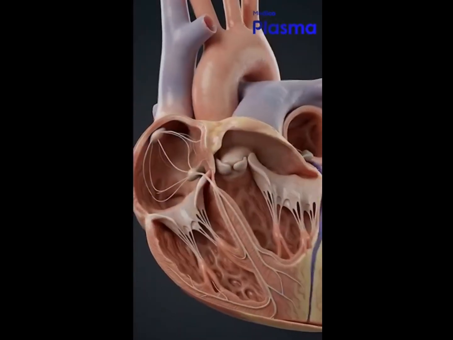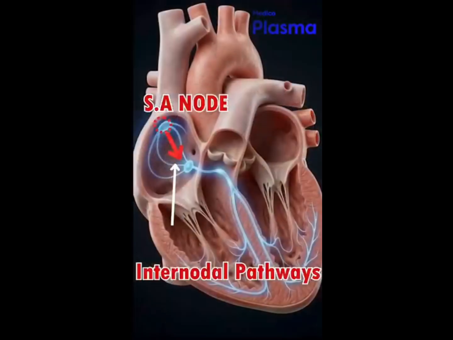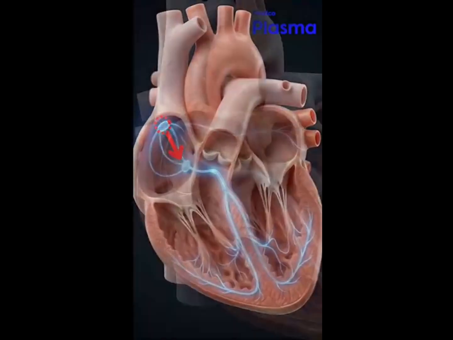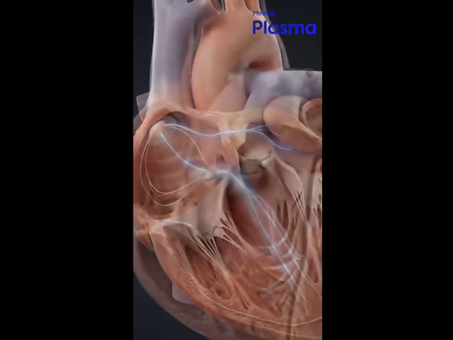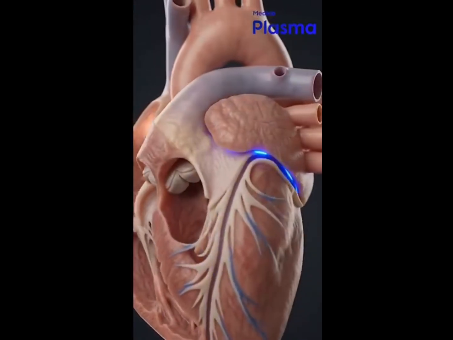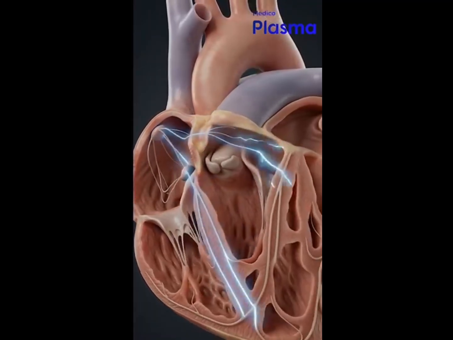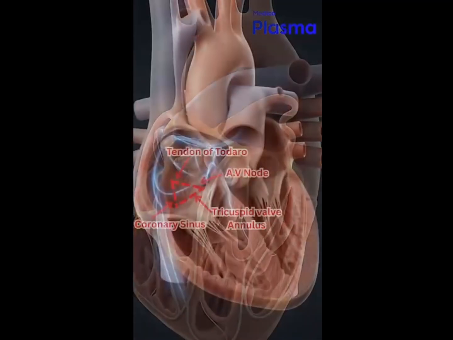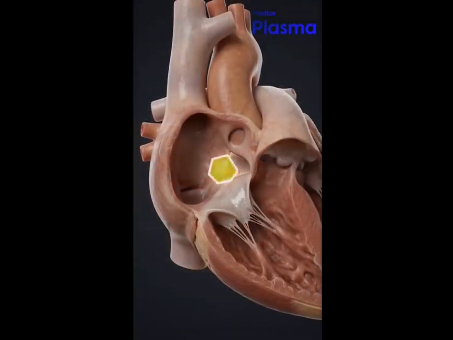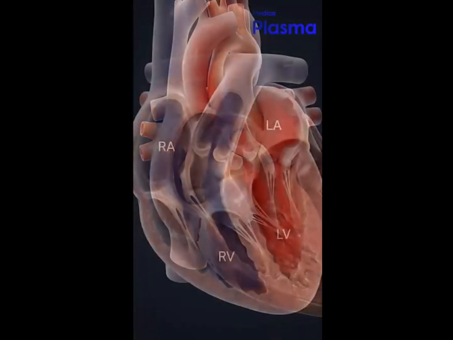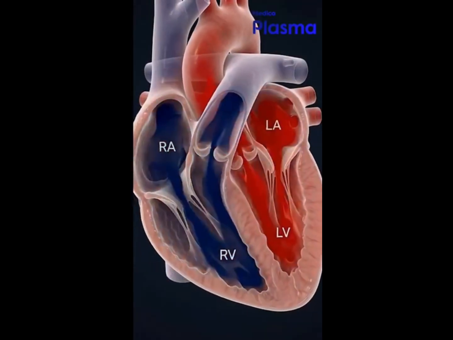From the SA node, impulses spread through the atrial myocardium via internodal pathways and through Bachmann's bundle to the left atrium, producing synchronous atrial contraction. The impulse then reaches the atrioventricular node, situated in the lower interatrial septum within the triangle of Koch. The AV node produces a physiological delay, allowing adequate ventricular filling before contraction.